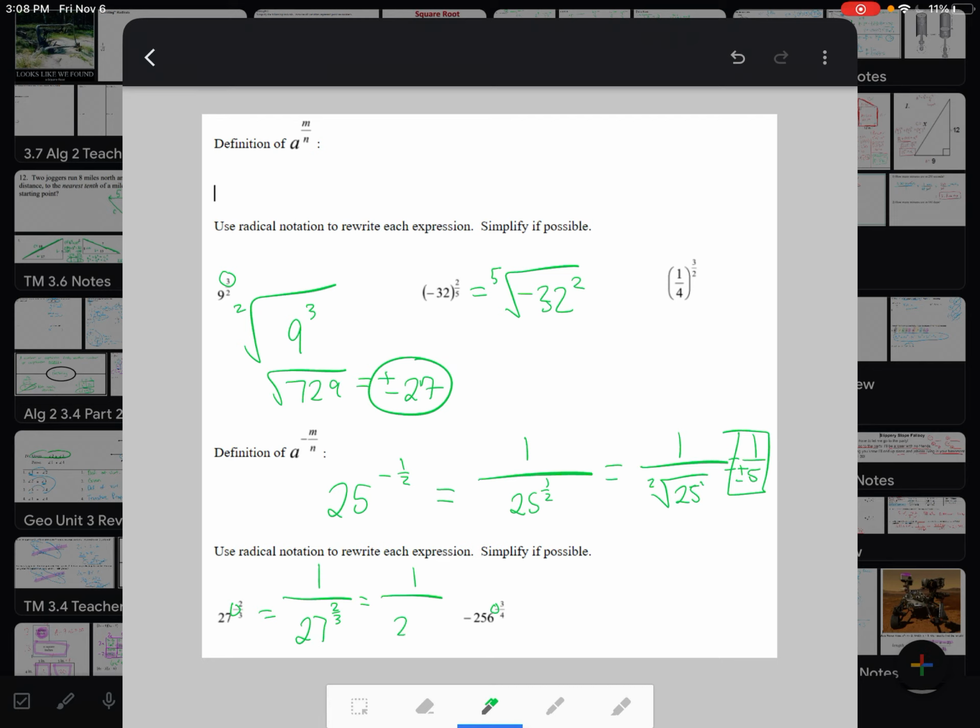So this is 1 over 27 to the 2/3 power, or 1 over 27 squared to the cube root. And again, we can punch that into our calculator and simplify this. We'd want to do 27 squared and then take the cube root of 27 squared. And we can do that for that last expression as well.